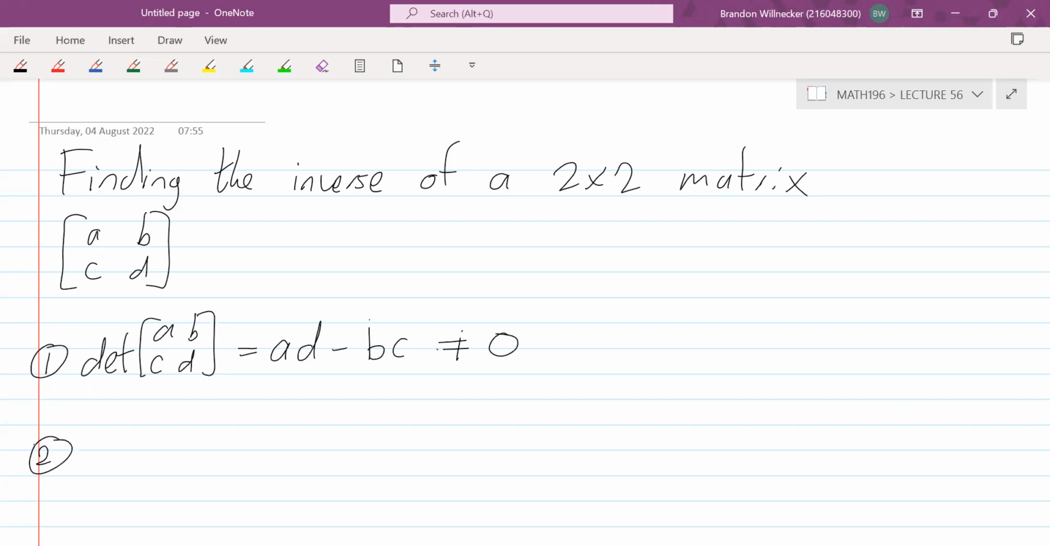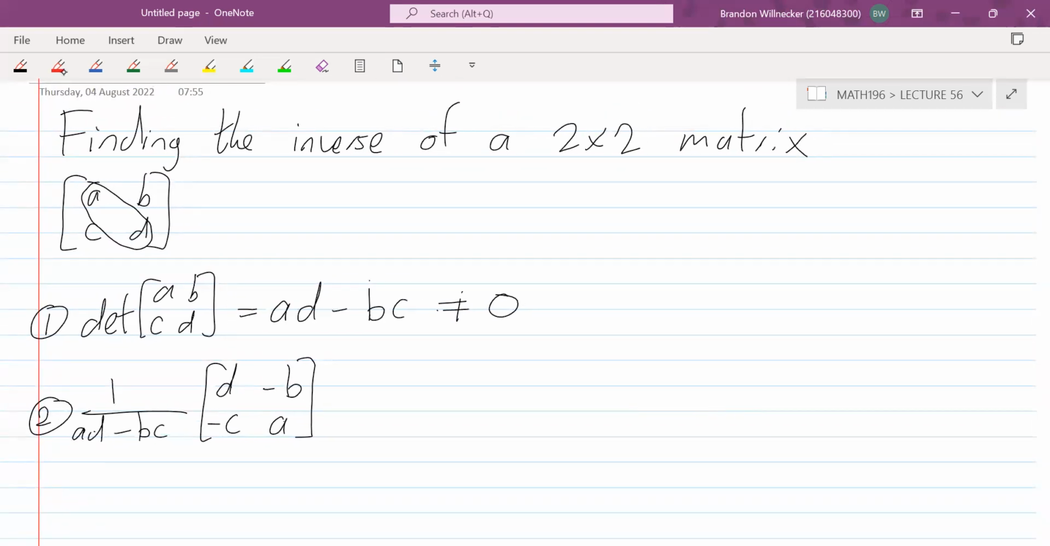The second thing, now this is only for a 2 by 2 matrix. What we do is we take 1 over the determinant and we multiply by a new matrix where we swap this diagonal, the A and the D, we swap them, D, A, and then we put a minus sign on the other elements. So it's going to be minus B, minus C. Okay, this is the inverse of the original matrix.